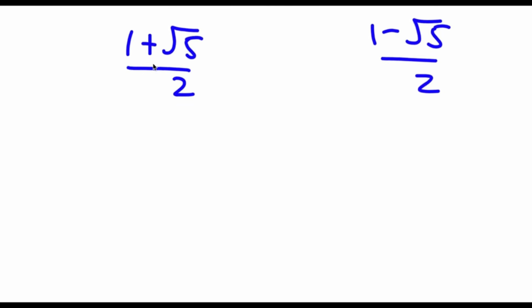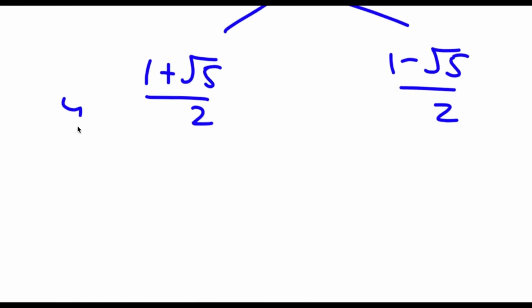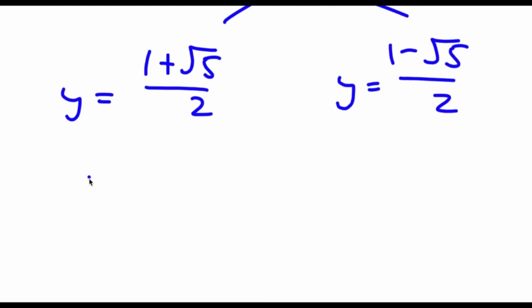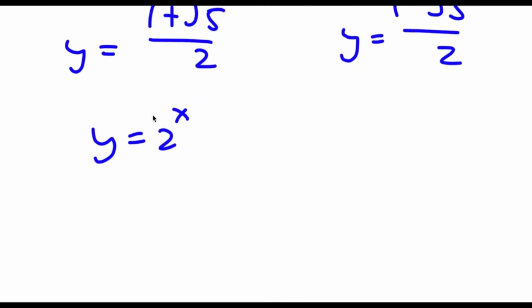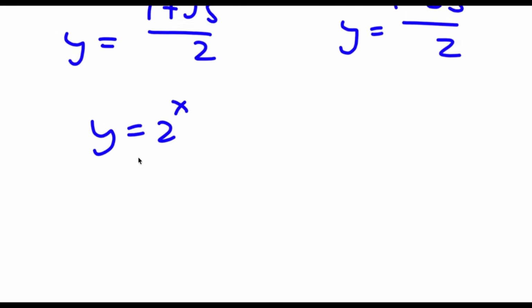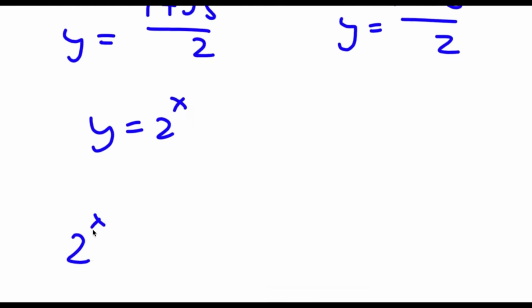So now, let's first start with if y is equal to 1 plus the square root of 5 over 2. So we know that y is equal to 2 to the power of x. So if these two are equal to each other, then we have 2 to the power of x is equal to 1 plus the square root of 5 over 2.